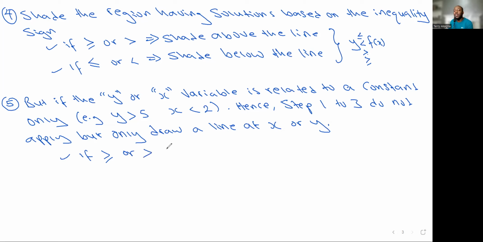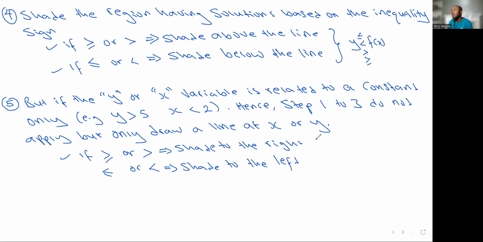So for example, if you have greater than or less than, or let's say greater than or equal to, or greater than, you shade to the right. So let's talk for x first. And if for x as well, you have less than or equal to or less than, you shade to the left. Okay, so this is when you have the x value related to a constant.